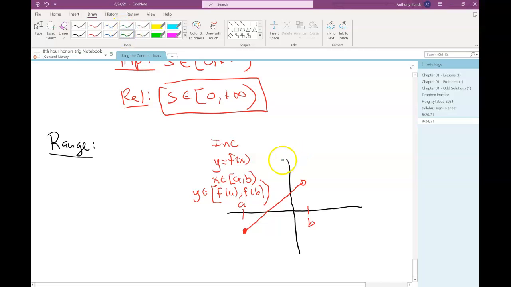Now let's do a similar exercise with a decreasing function. So again, it should be easy to see that that's decreasing. I'll call that one g of x. My domain is c to d. Hopefully that's easy to see.